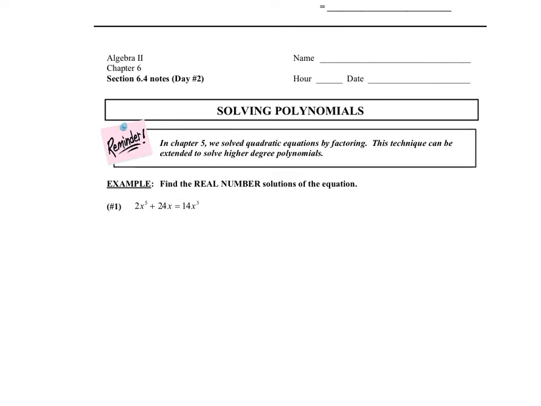So if we look at number 1, we have 2x to the fifth plus 24x equals 14x to the third. So what we want to do when we're solving is we want to make it equal 0. So we'll make a little note here. Make equal to 0. So we're going to minus 14x to the third. And we get 2x to the fifth minus 14x to the third plus 24x equals 0. So we set equal to 0 by subtracting 14x to the third.